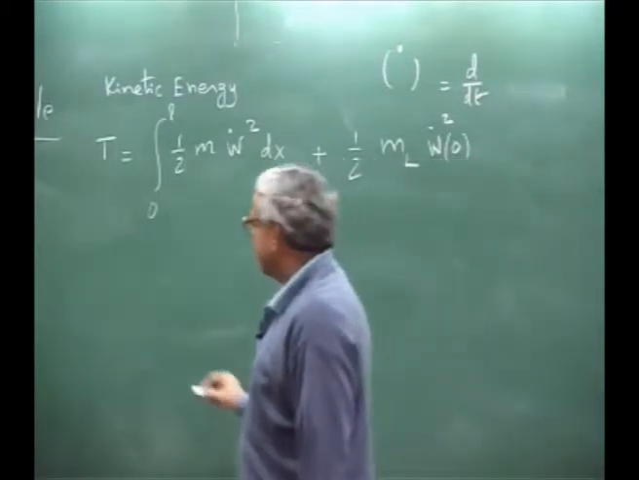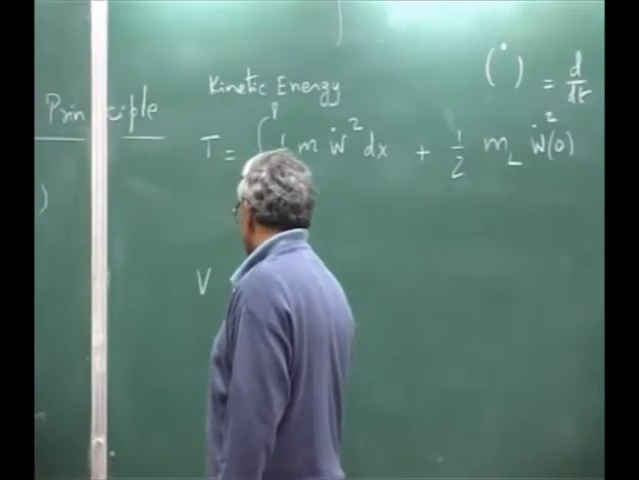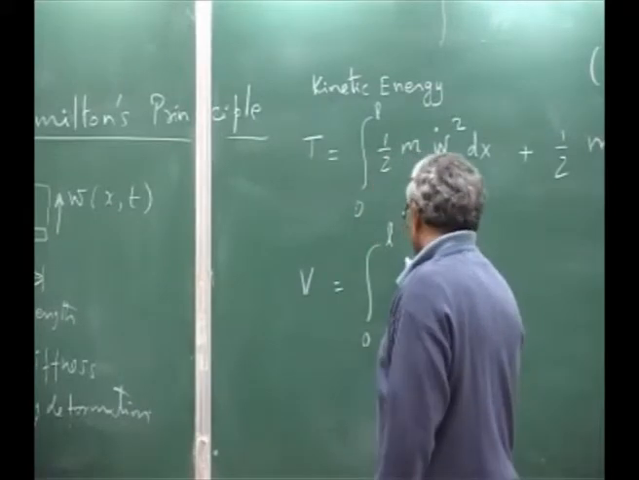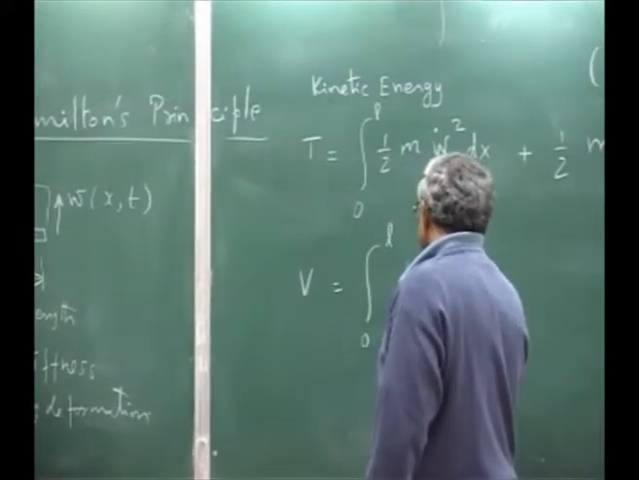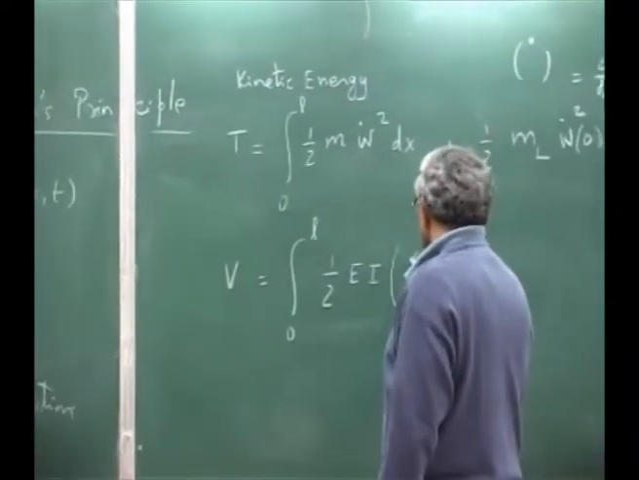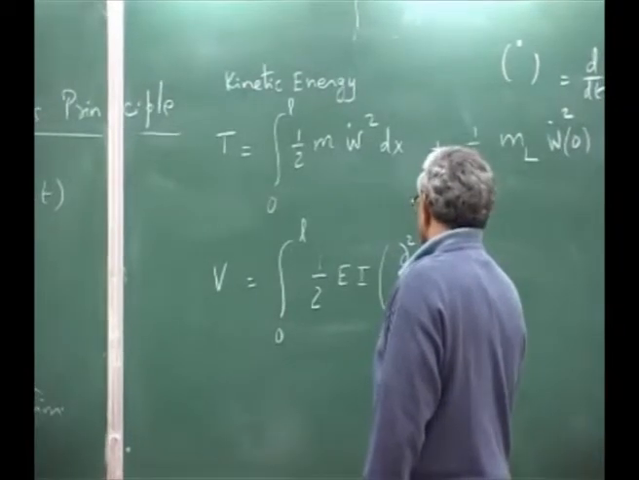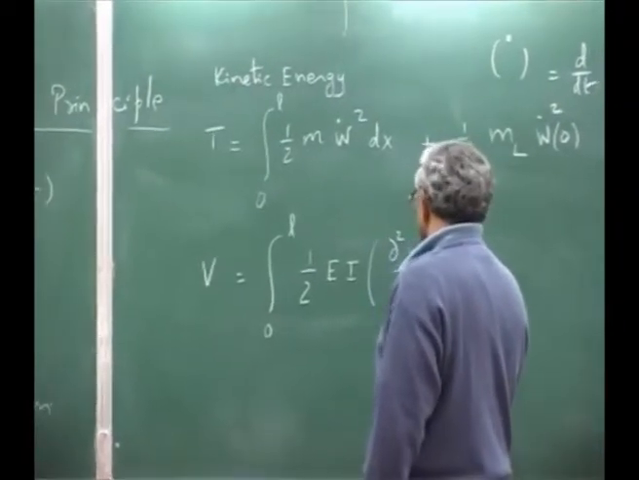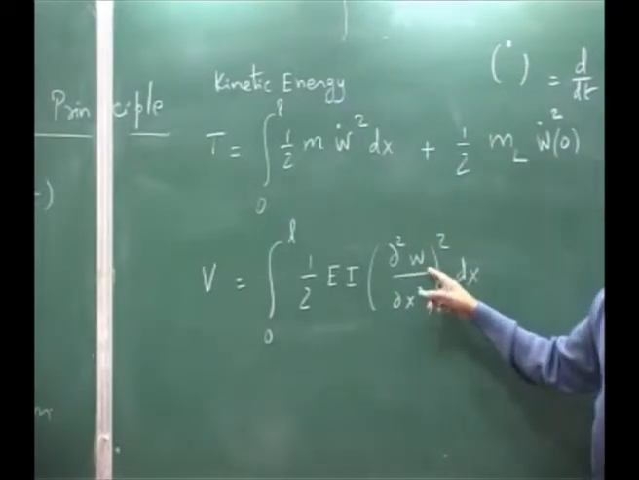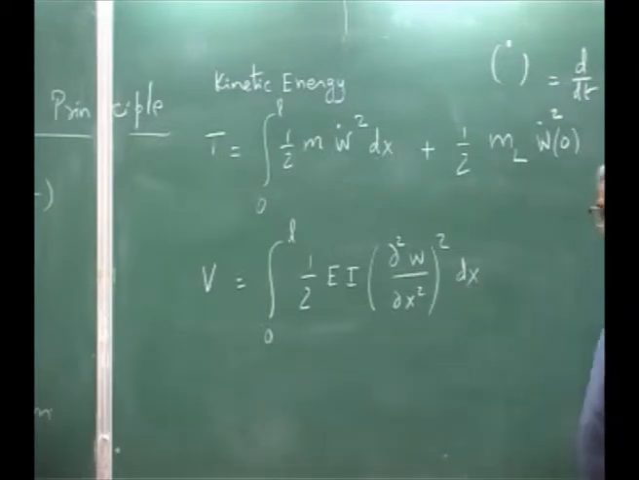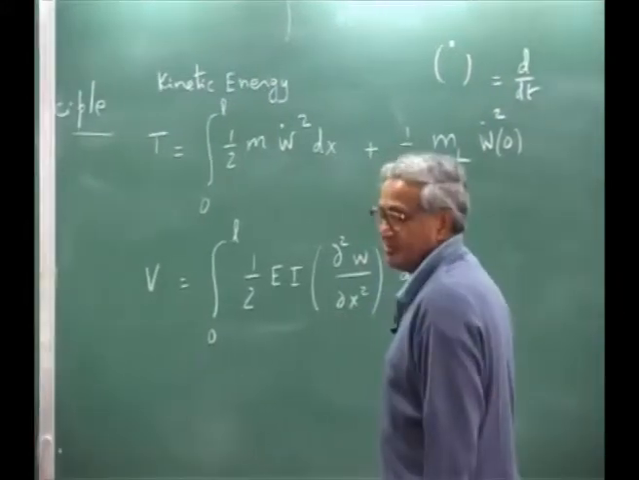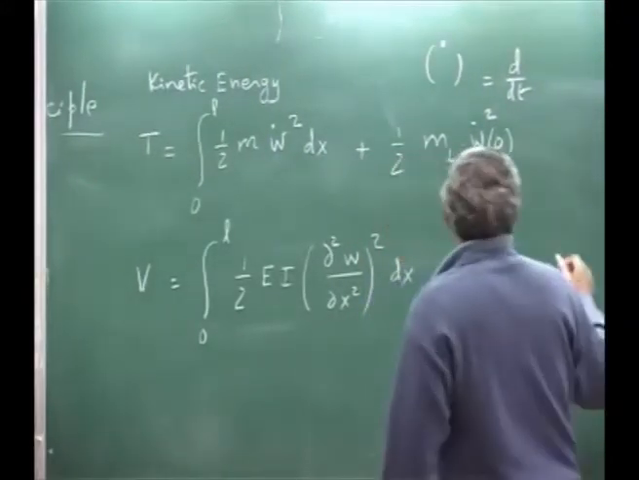okay. Then you can have strain energy, which is again 0 to L, half. For bending strain energy you have EI, bending moment, and curvature. So you will have del squared W by del x squared, whole square, dx, because this is the curvature expression. And you have external load that we will include later. Right now what we have to do is apply Hamilton's principle.